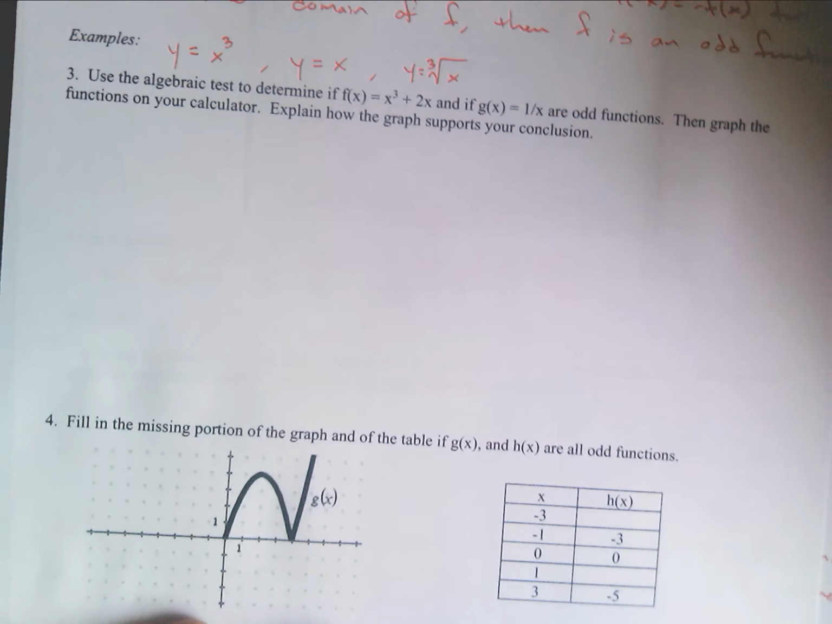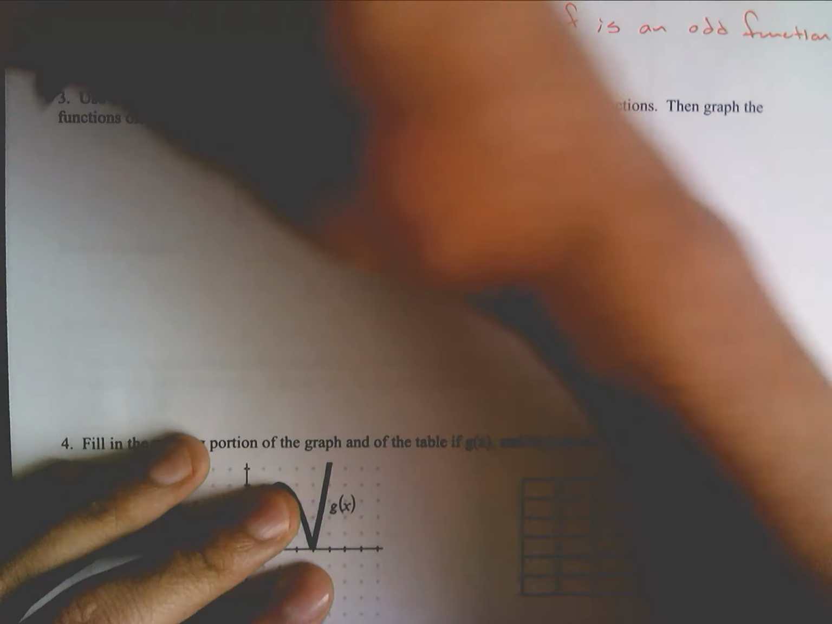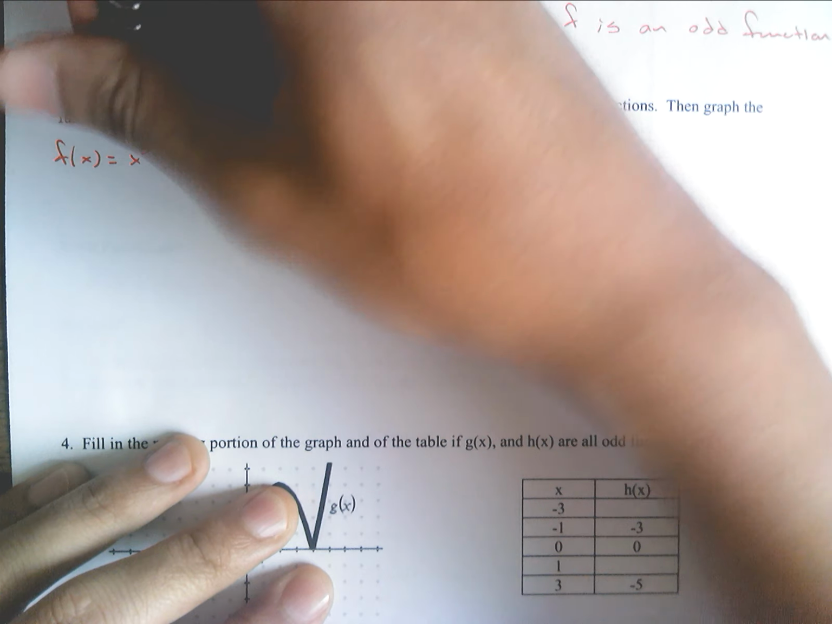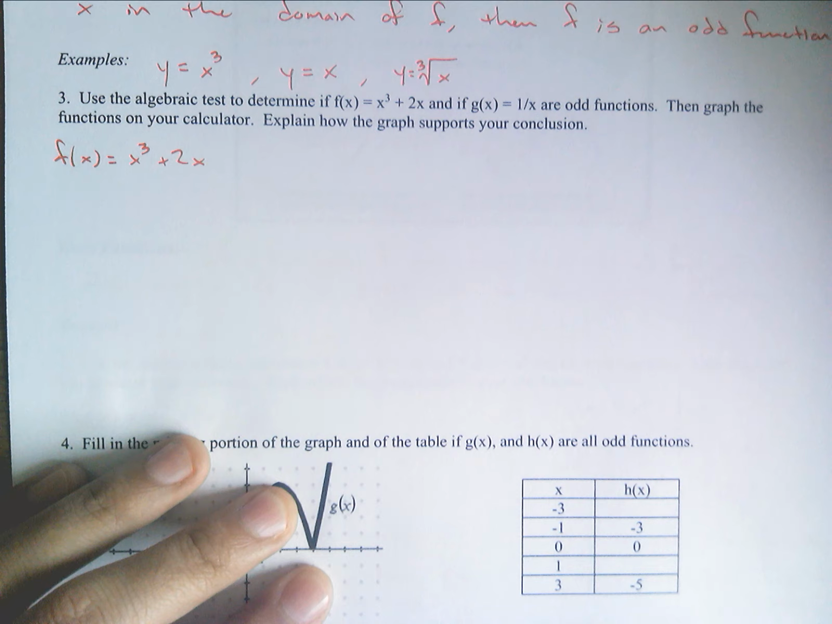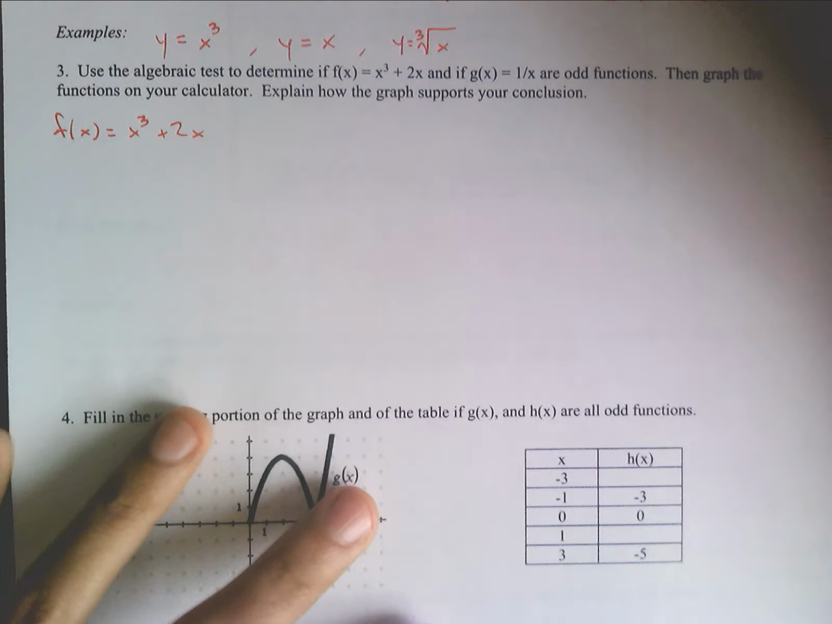Let's find out whether or not f and g are odd functions algebraically. So I'm just going to write out f again. So f of x equals x cubed plus 2x. And I need to find f of negative x and negative f of x. So let's go ahead and find each of those.